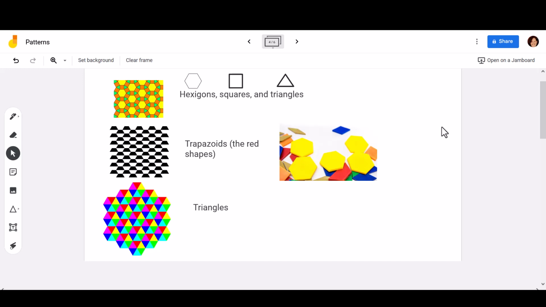So introduce the vocabulary if it's new to them. Have them say it back to you. And the trapezoids tessellate. And then triangles. These are just illustrations of the art that you can do with tessellating geometric shapes.